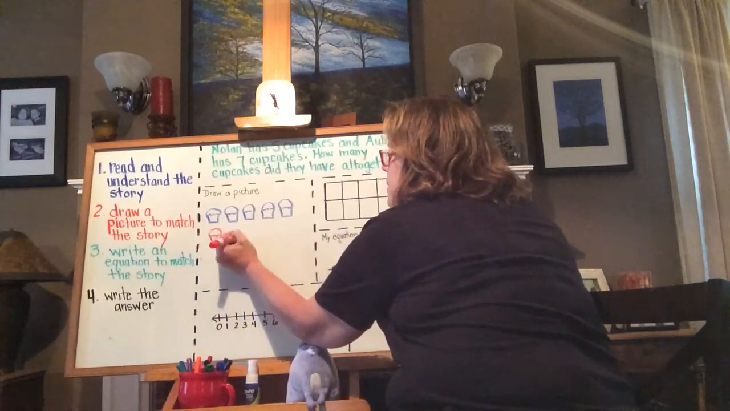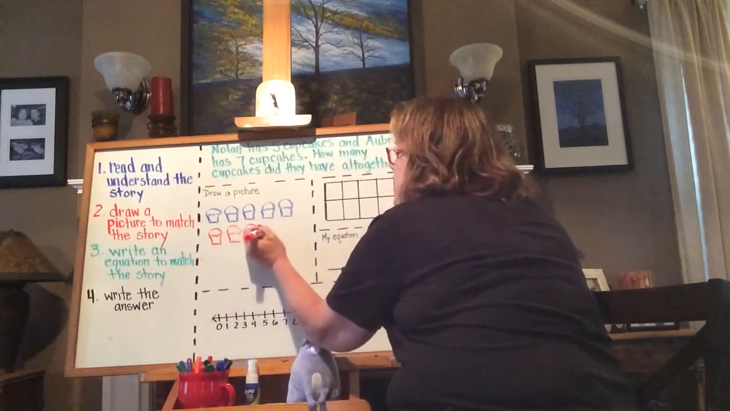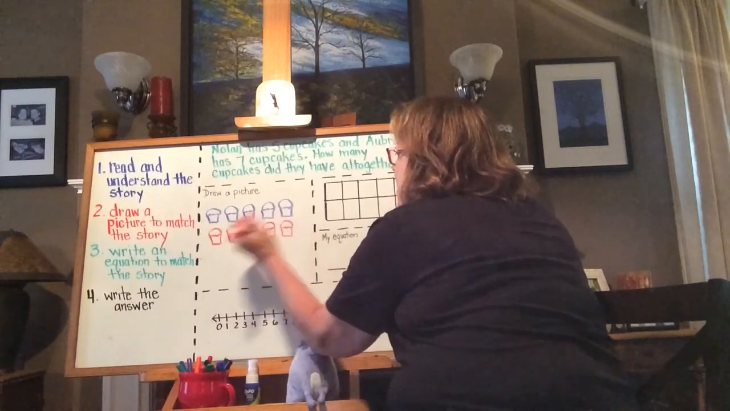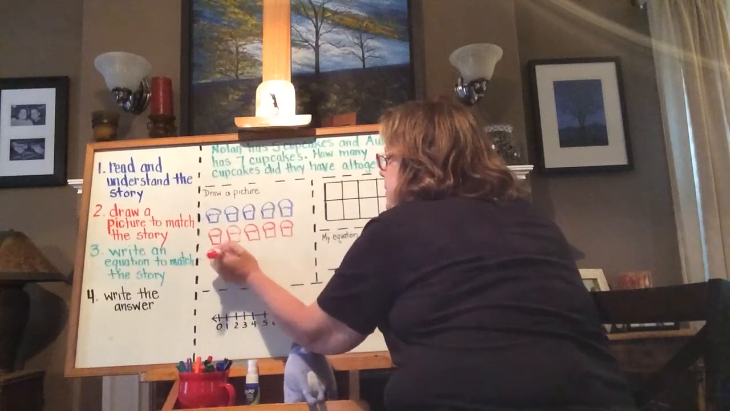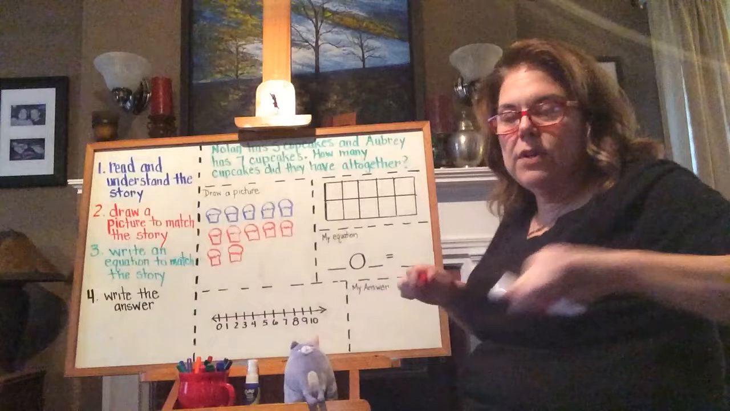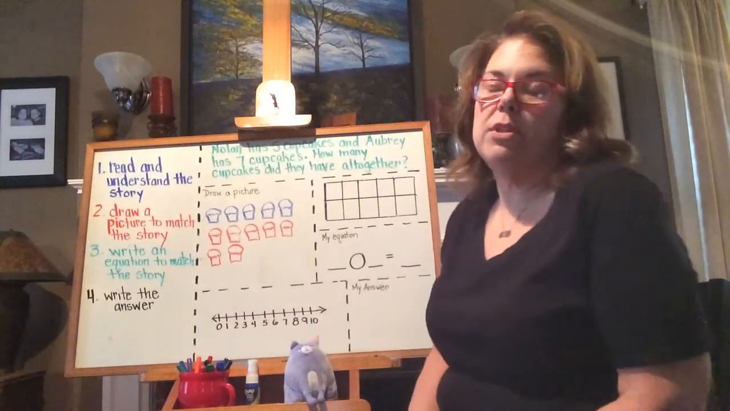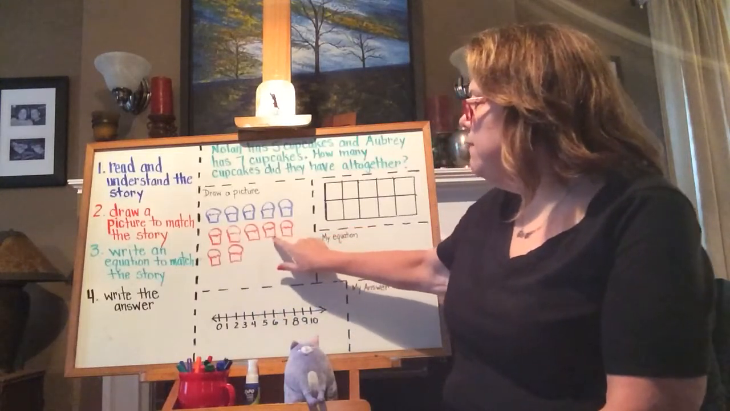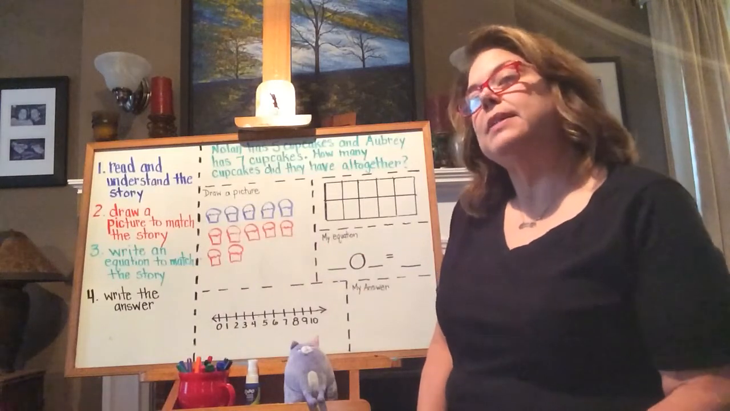1, 2, 3, 4, 5, 6, 7. Now, just like I did for Nolan's cupcakes, I want to go back and count to make sure I drew the right number for Aubrey. So there should be 7. So let's count together. Ready? 1, 2, 3, 4, 5, 6, 7. Good. So Nolan has 5 and Aubrey has 7.